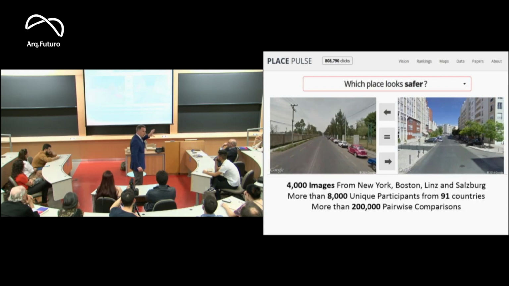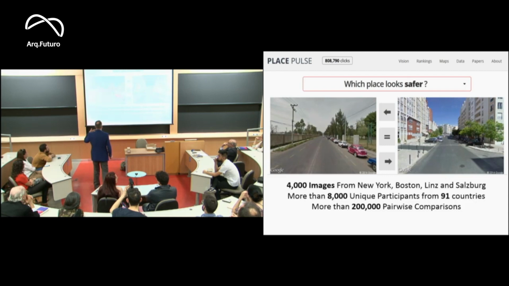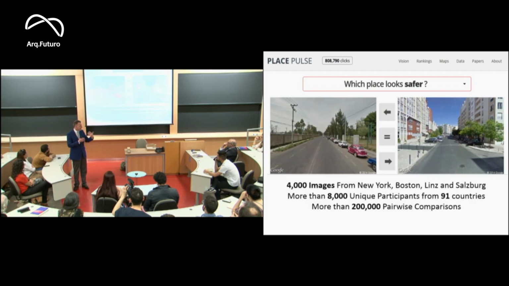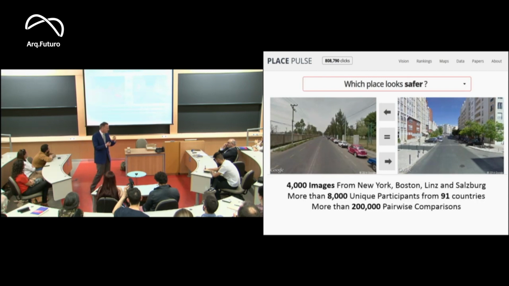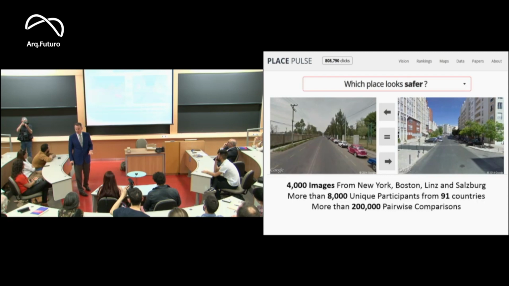There was something called Place Pulse, and they invited people online to look at two images and say which one looks safer. They also asked which one looks more beautiful, which one looks more pleasant. It turns out safer, more beautiful, more pleasant, people basically answered the same things. There wasn't a lot of difference; we think we'd be able to aesthetically distinguish between these things, but when you ask people, you get the same thing. Basically, they like one streetscape more than the other. So using 4,000 images from New York, Boston, Linz, and Salzburg, do not possibly ask me why Linz and Salzburg were seen as being the two natural global cities to act in this mix.